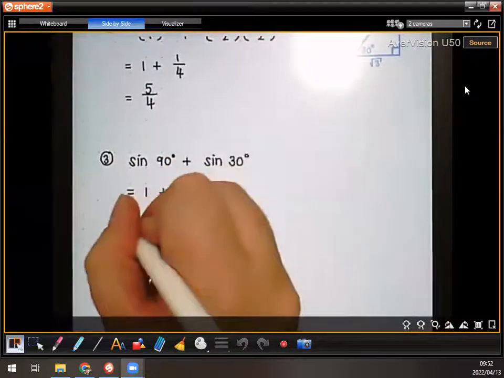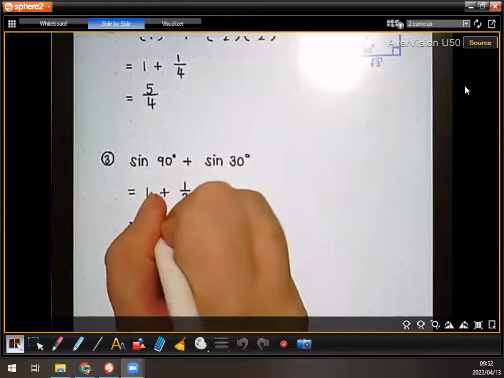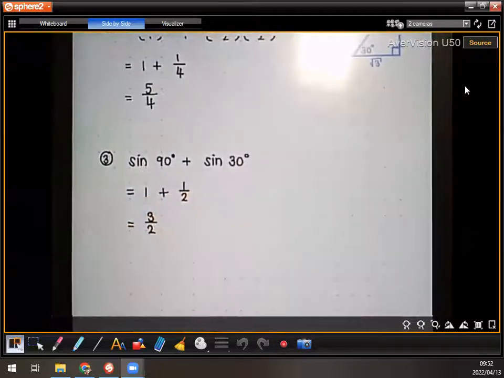So what is my final answer? 3/2 or 1.5. You can decide how you want to write that. Can we leave it in improper fraction? Yes.